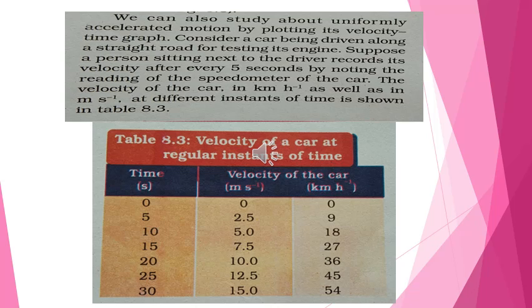See here, the velocity of the car at regular instants of time, one in meter per second and one in kilometer per hour. So if you see, it is uniformly accelerated motion, because after every 5 seconds the speed of the car changes uniformly.